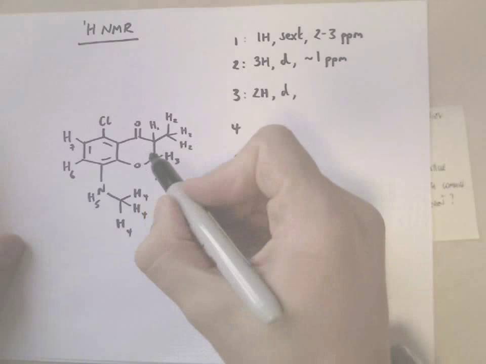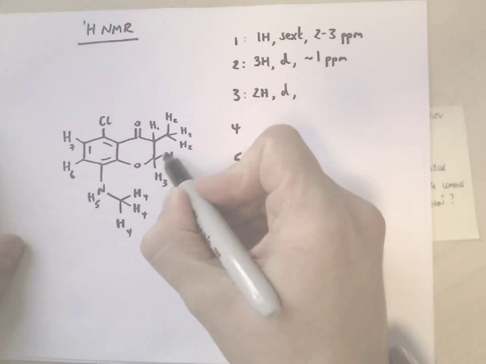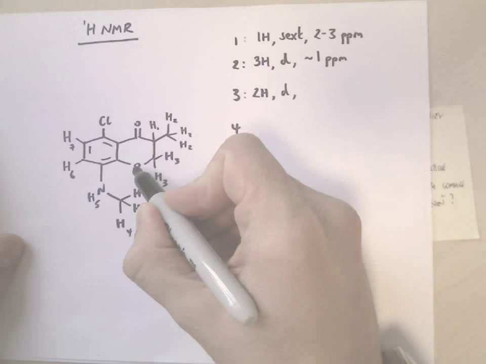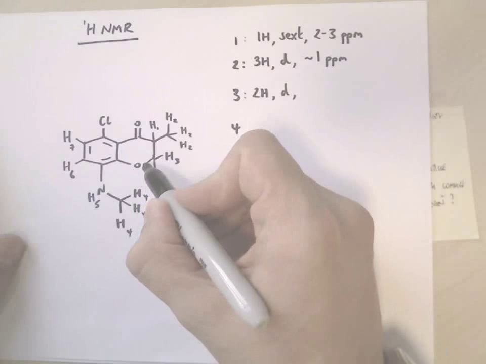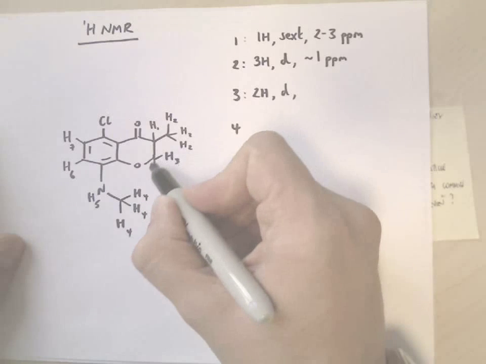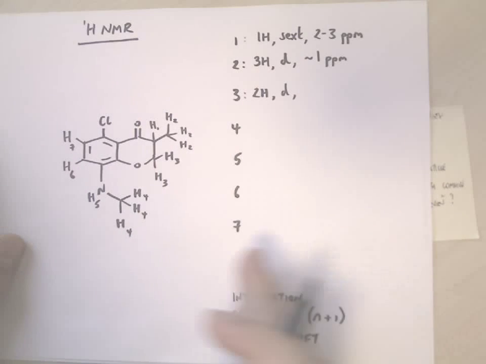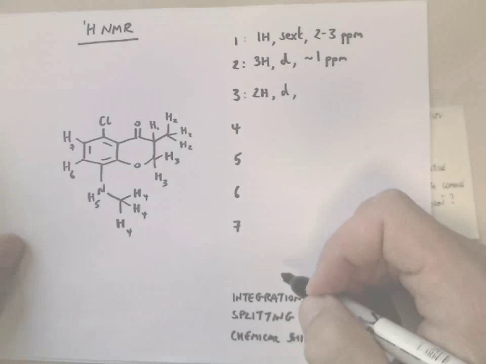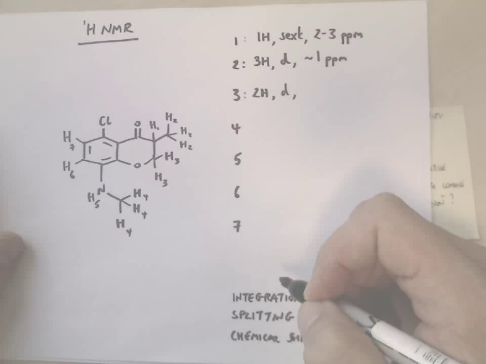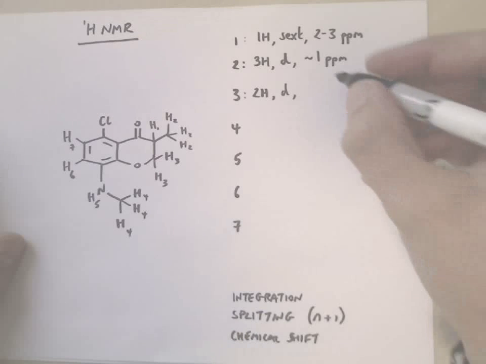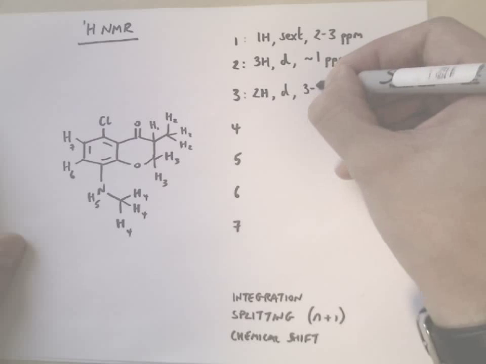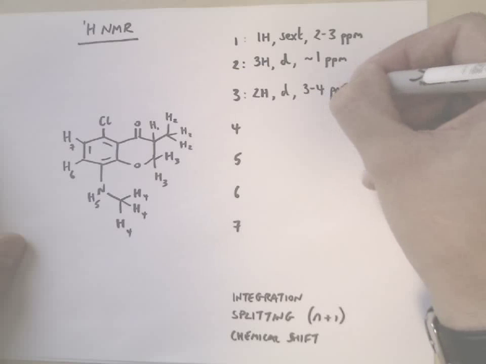And because the carbon that these 2 hydrogens are attached to is directly bound to this oxygen, the oxygen withdraws electrons, and these are slightly further, what we call downfield, or higher number on the chemical shift range. So this CH2 will be around 3 to 4 ppm.